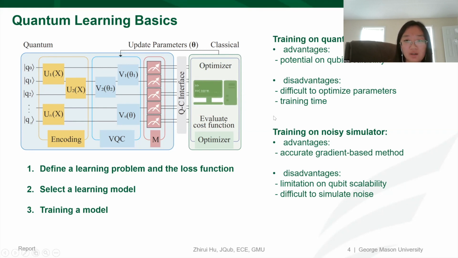And then, in the middle, we usually do the training on a noisy simulator. The advantage of training on a noisy simulator is that we can use the accurate gradient descent method. It is more efficient than training on a real quantum device. However, there are some disadvantages, such as the limitation on qubit scalability, and the noise is difficult to simulate.